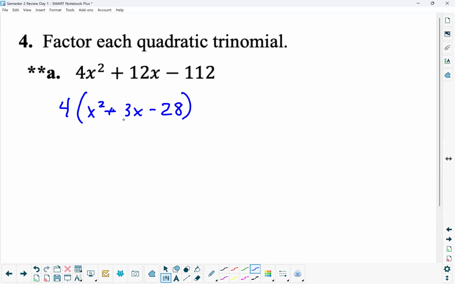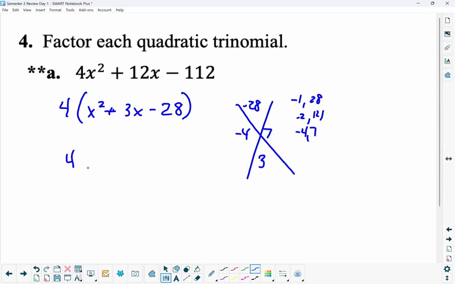What we have left in the parentheses has a coefficient of 1 for a, and it's a quadratic. So find two numbers that multiply to negative 28 and add to positive 3. So negative 1 and 28, negative 2 and 14. 3 doesn't work. Negative 4 and 7, and that adds to positive 3. So my factored form, don't forget the 4 that's out front, and then we have x minus 4, x plus 7.